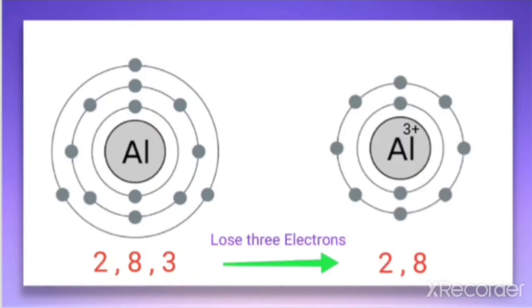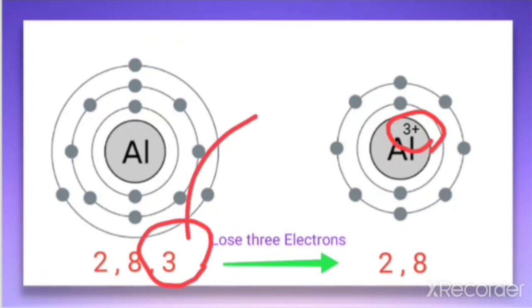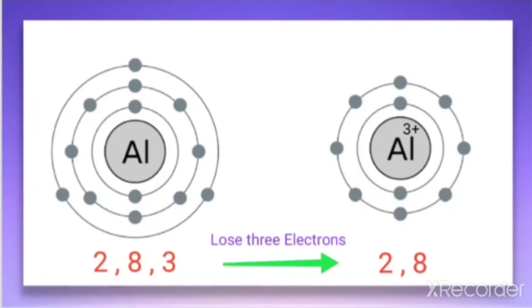So what does it form? It forms aluminium ion. Now you can see here how much is the charge? 3 plus. When it loses a single electron, then it forms 1 positive charge. When it loses 2 electrons, then it forms 2 positive charge. But here 3 electrons are lost. So it develops 3 positive charge. Now it is clear why aluminium has 3 positive charge. Why it has valency 3, because in order to attain stability it loses 3 electrons.